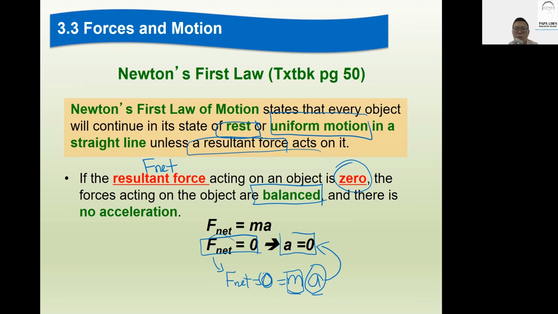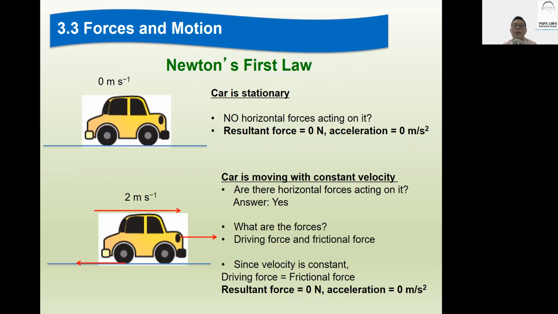If its last motion is stationary, it will be stationary now. If the previous motion is moving at a certain speed, the current motion will still be moving at the same speed, when the net force is 0. That's the idea of Newton's first law. The object will continue its last motion. This is what is mentioned.